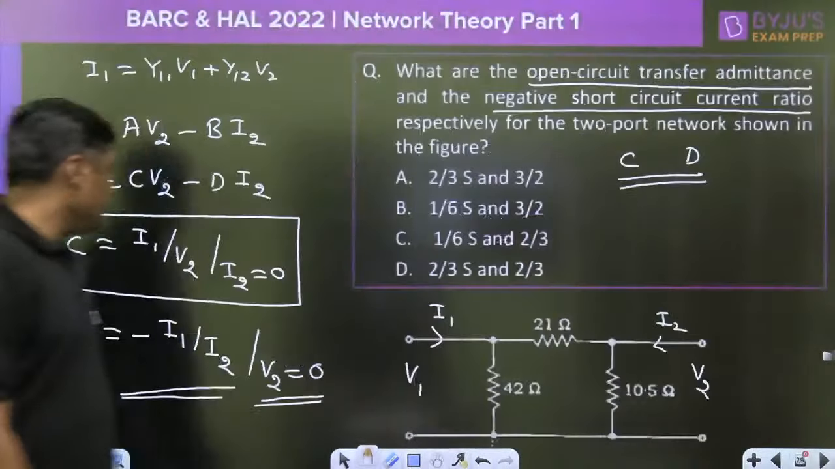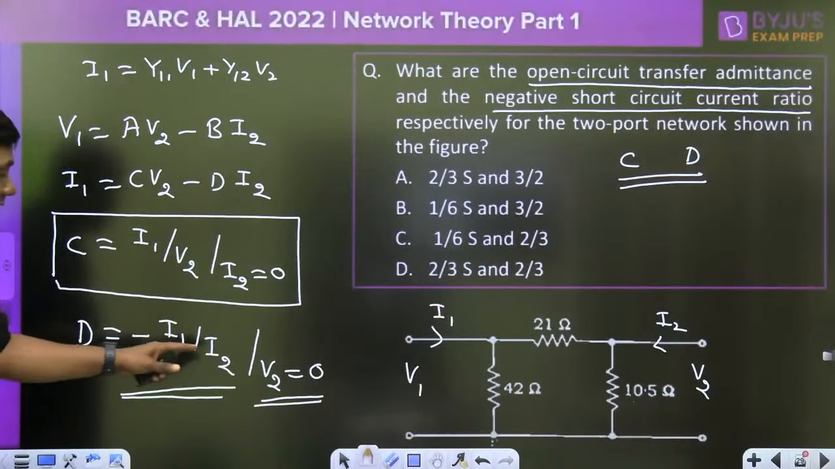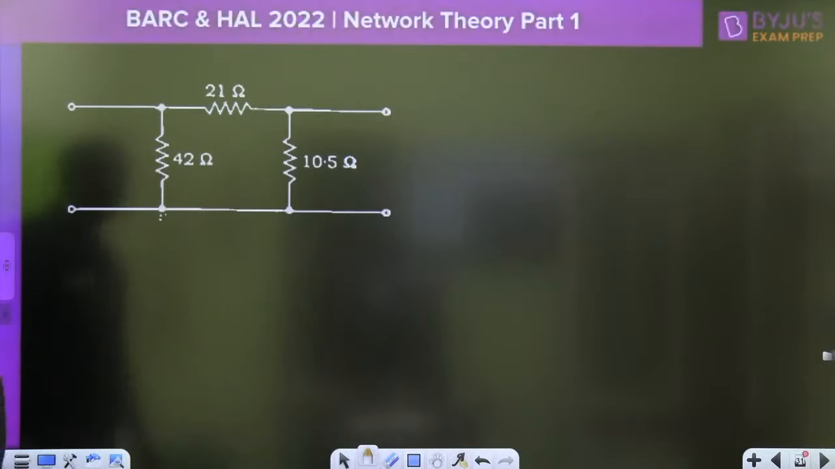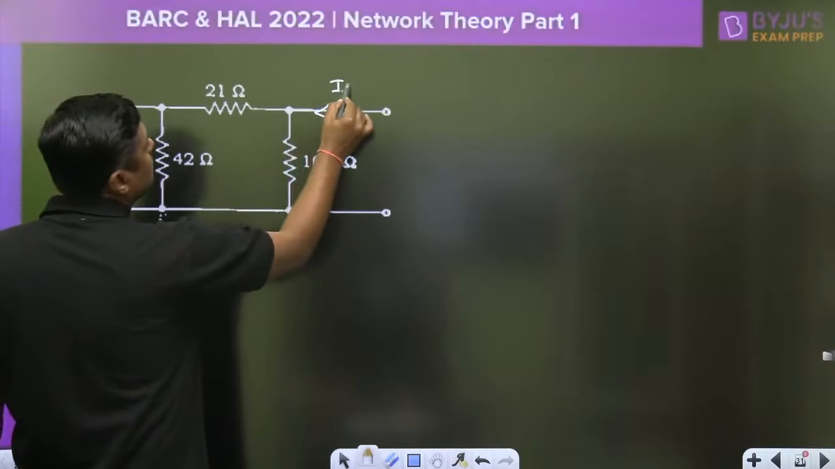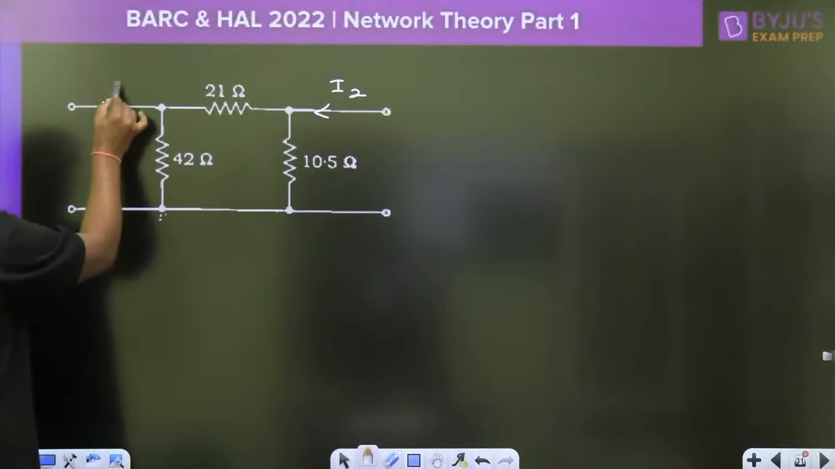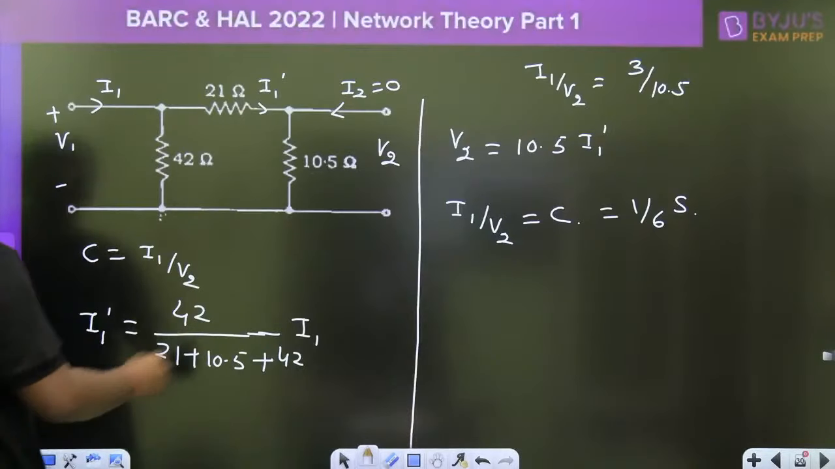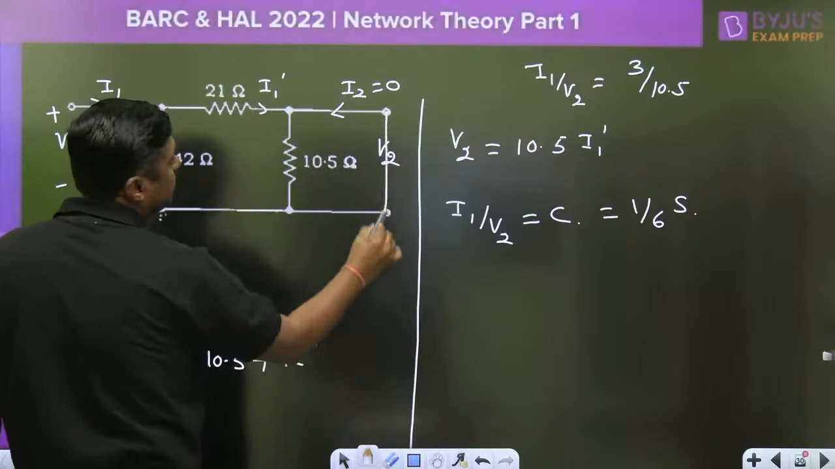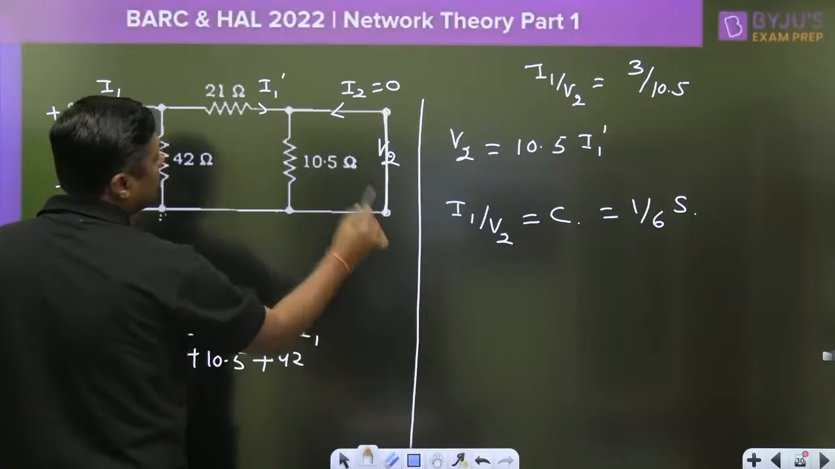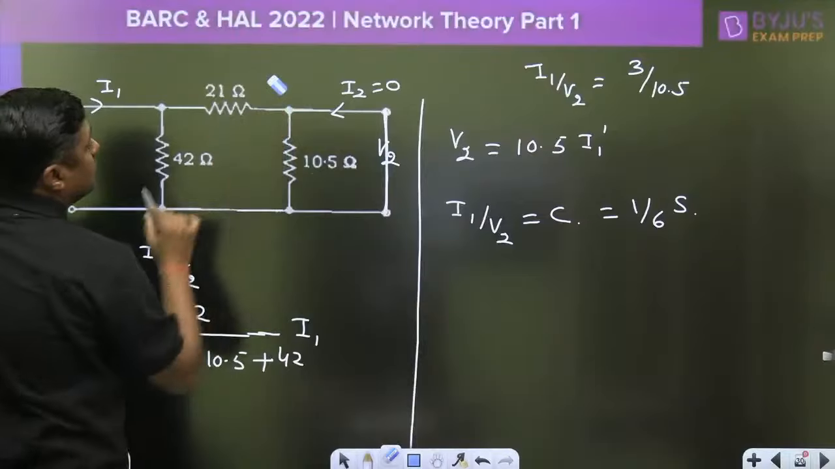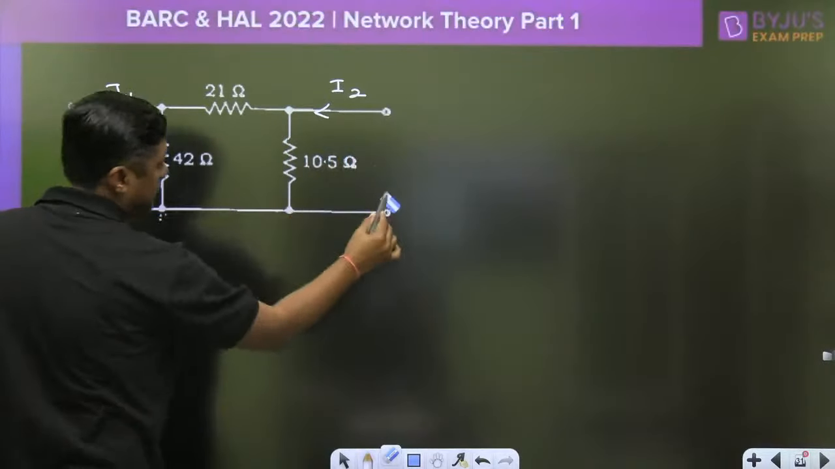And the second one is D, minus I1 by I2. Then simply, in the second question, this is the I2. This is the I1. Always remember the condition. What is the condition here? V2 should be equal to 0. This will act as a short circuit. This will act as a short circuit. So what will be the current here? Zero current. One minute. Short circuit.